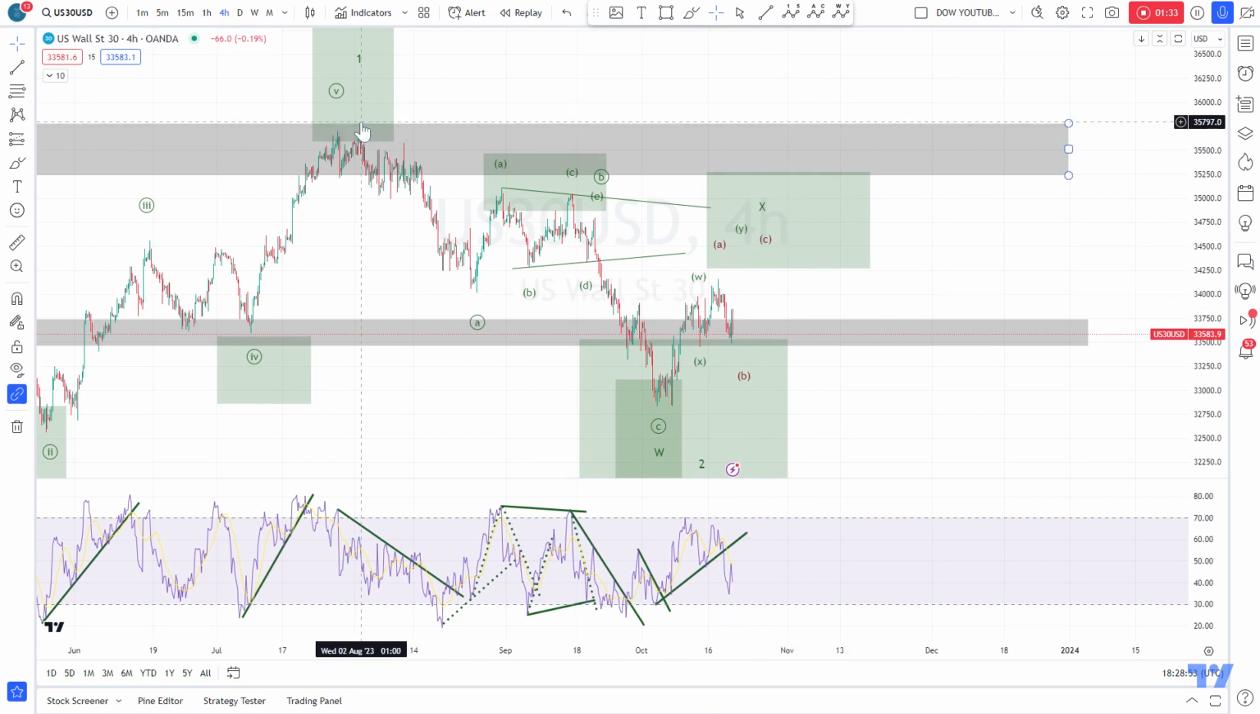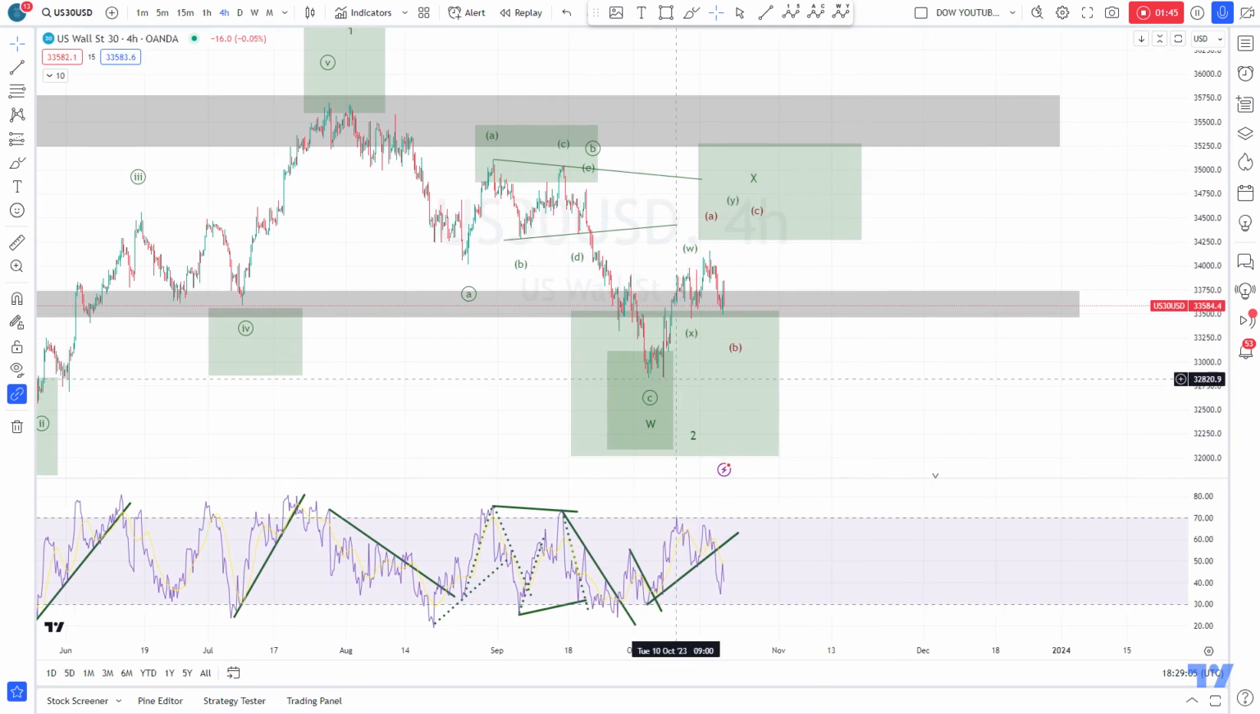So I think we are working here on a corrective move, and I think this is a WXY structure which is unfolding here, and that would mean that the wave 2 low is not in right here. So the low could be in right here after an ABC structure, but with what I'm seeing right here, for me, this is corrective price action. I think this is a wave X, which is playing out.